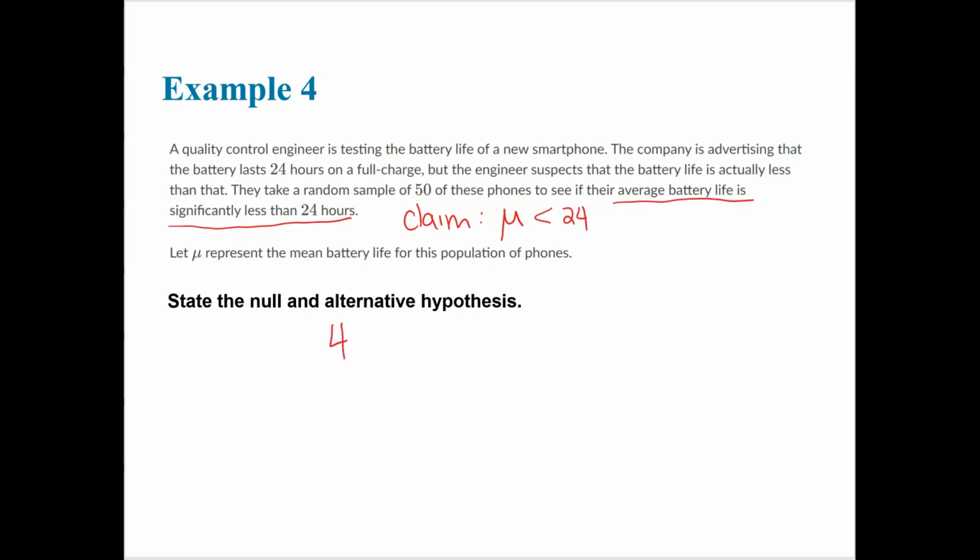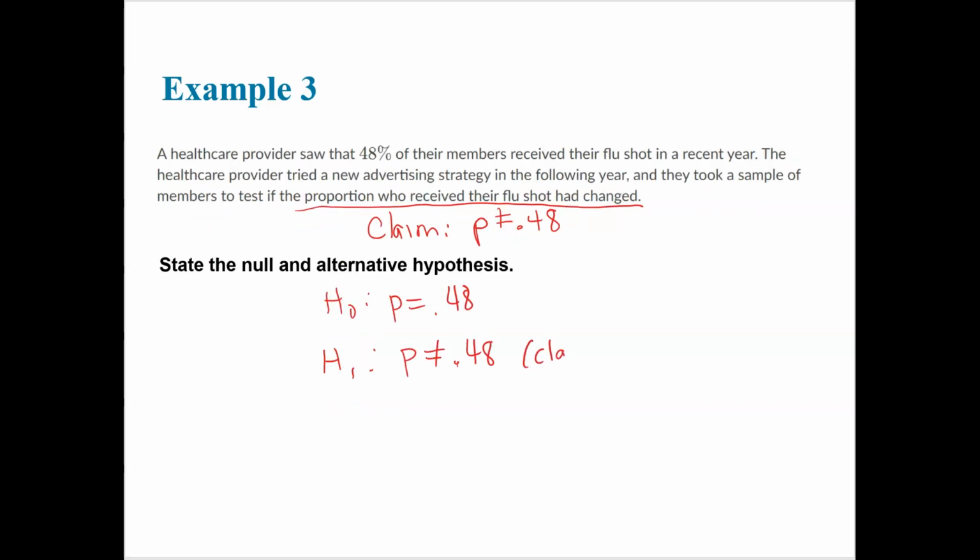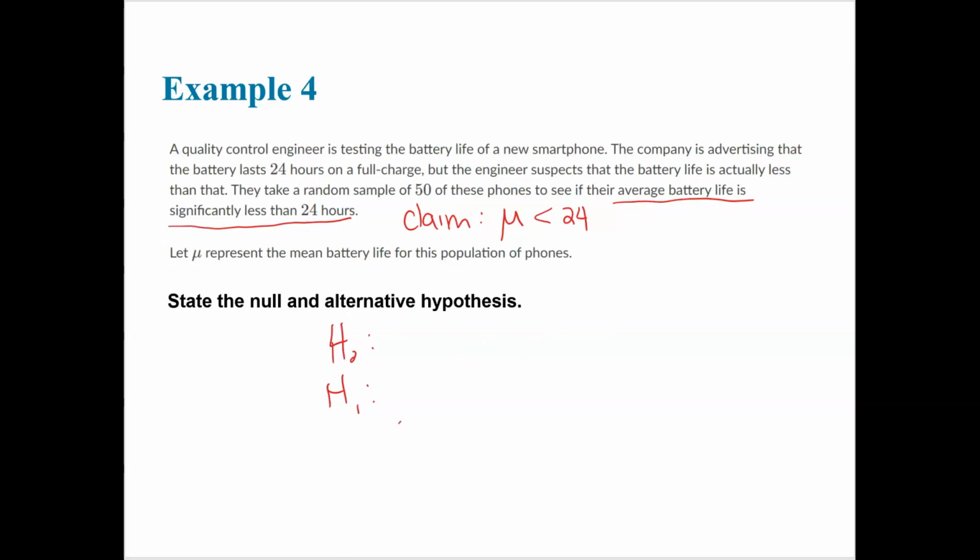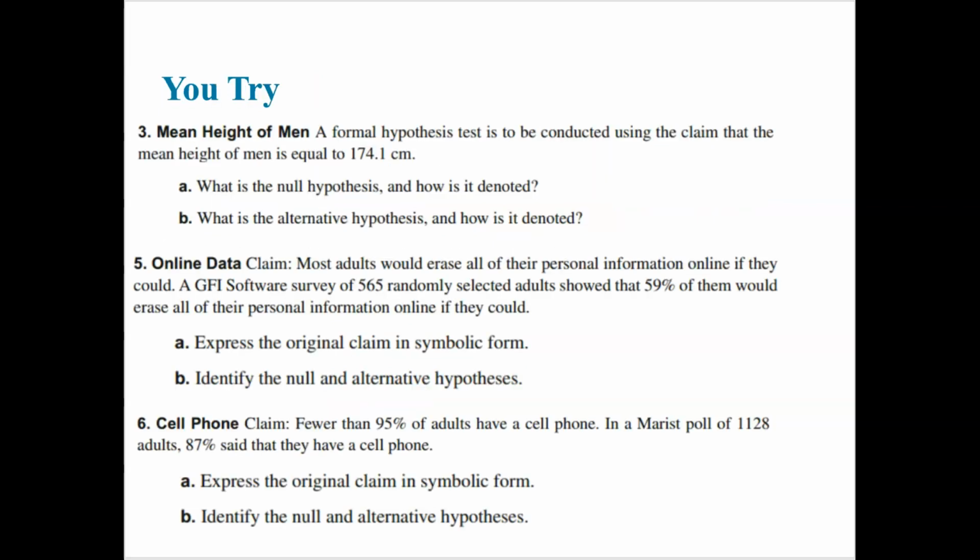So when we go to write our null and our alternative, and actually I should go back here, this one is our claim. This does not have equality, so we're going to make that our alternative, and therefore our null is going to be that it is equal to 24. So go ahead and try these, pause, and then press play. This is a super critical component of 8.1, so please make sure you pause and give these a shot.